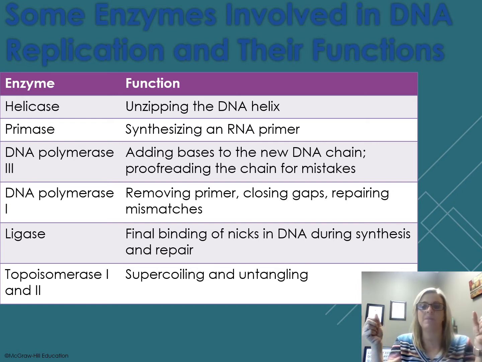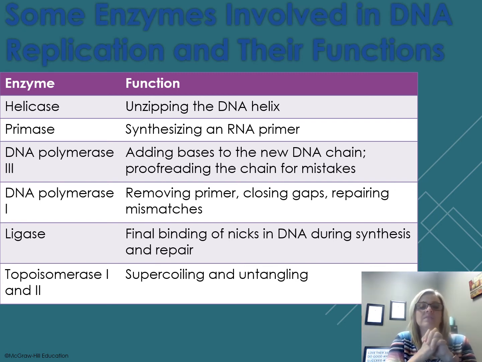All right, and so what it does is it unzips the helix. It's at the very beginning. What's the first thing we have to do if we want to copy each strand? We've got to unwind the strands. And so helicase unwinds or unzips the strands, okay? Primase is going to make an RNA primer, and you'll understand what those primers are as we go a little bit further through the process.